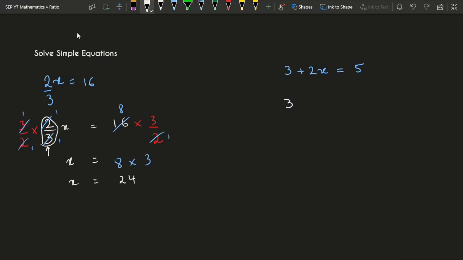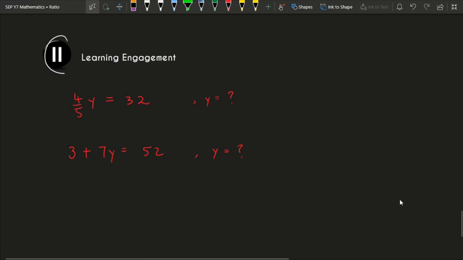For our next question, we have 3 plus 2x equals 5. To leave x as the subject, we need to remove 3 from the left side first. Subtracting 3 from both sides, we are left with 2x equals 2. We now multiply by the reciprocal of 2, that is 1 by 2. After cancellation, we are left with x equal to 1. Pause the video now and solve the following questions.